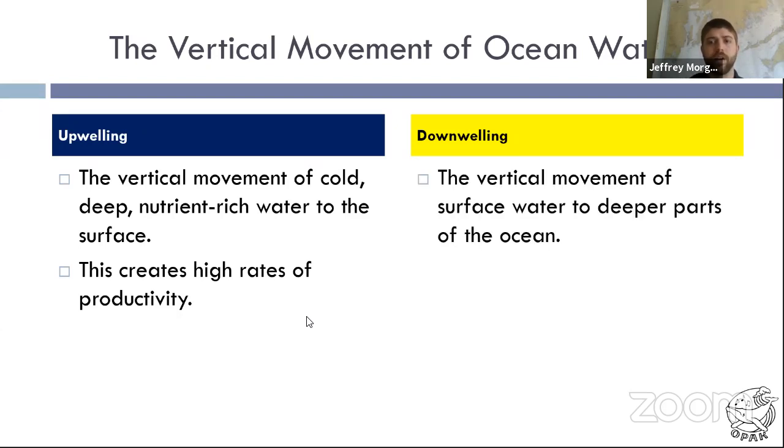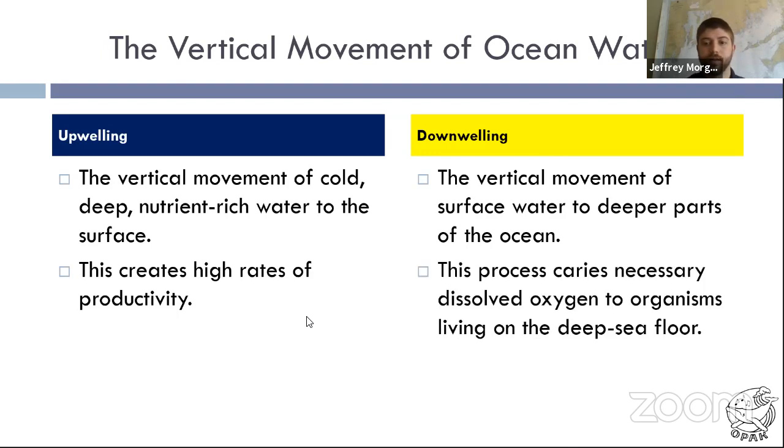And then we also have the vertical movement of water to the deeper parts of the ocean. So we take the very depleted nutrient water from the surface, and we bring it back down to the deep ocean. And one benefit of that is that that water actually has a lot more dissolved oxygen that can be brought down to organisms on the deep sea floor that require that to survive.